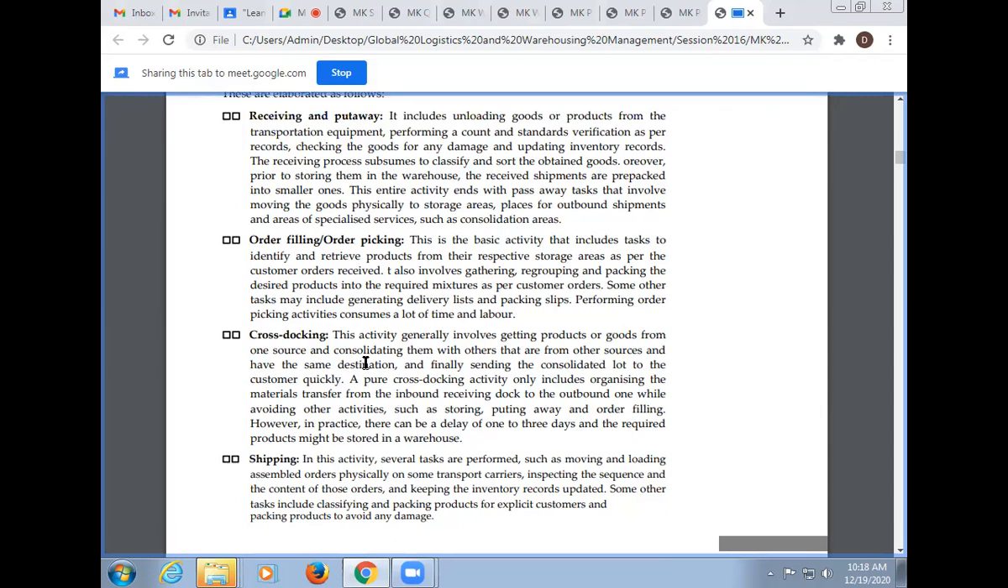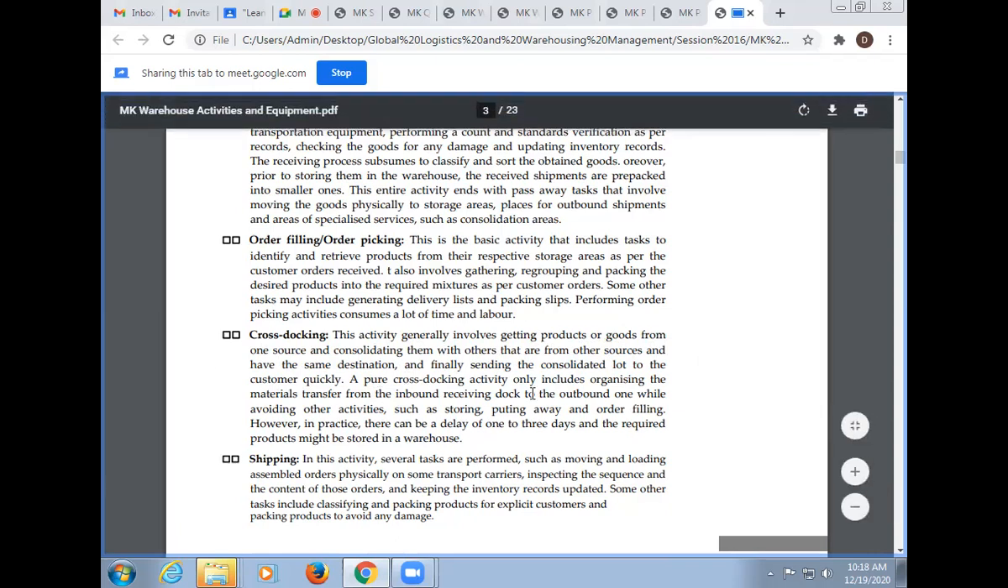This is the cross-docking. It generally involves getting products or goods from one source and consolidating them with others. This is done generally in the case of shipping, from one ship to another ship. This is known as cross-docking. The consolidated lot from other sources with the same destination is finally sent to the customer quickly.